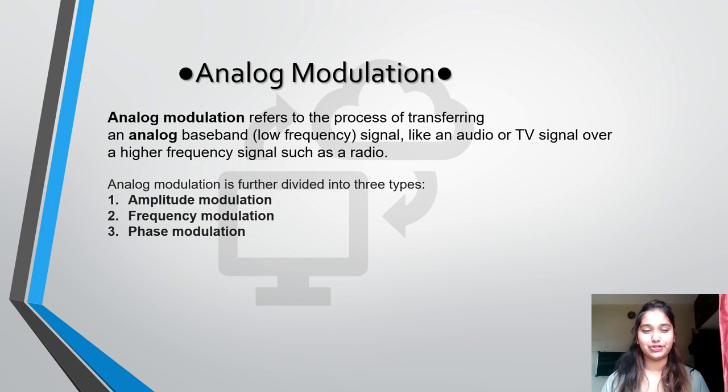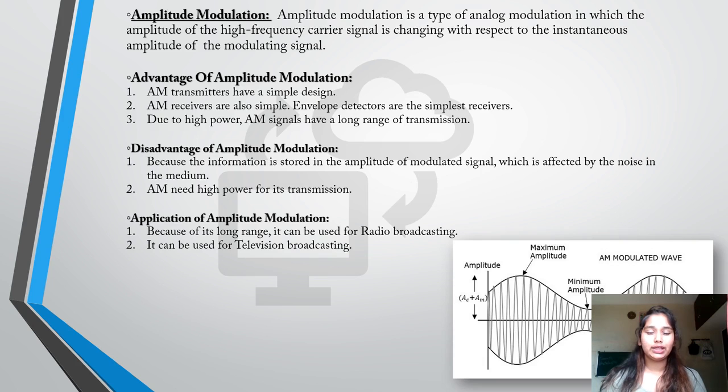What is analog modulation? Analog modulation refers to the process of transferring an analog baseband signal, like an audio or TV signal, over a higher frequency such as a radio frequency. Analog modulation is further divided into three types: amplitude modulation, frequency modulation, and phase modulation. What is amplitude modulation? AM is a type of analog modulation in which the amplitude of the higher-frequency carrier signal is changed with respect to the instantaneous amplitude of the modulating signal.